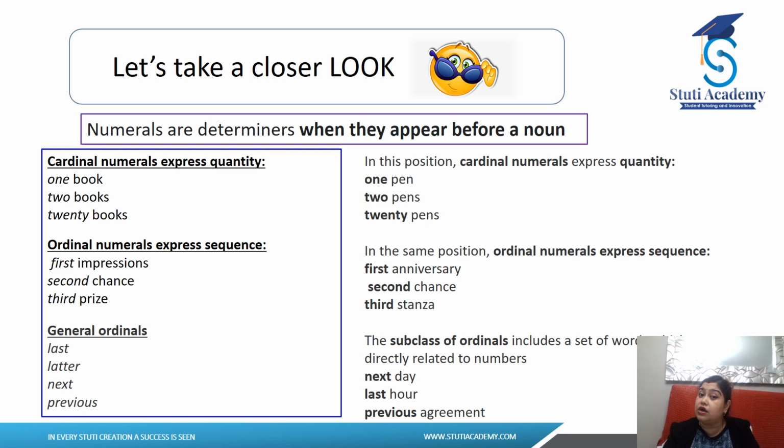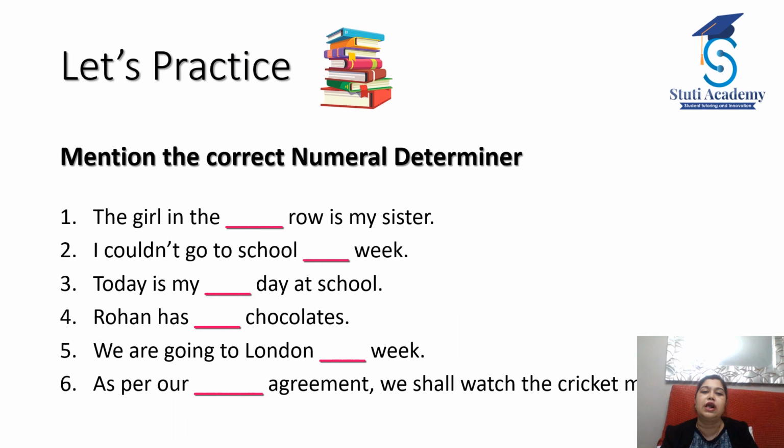Then we have the last hour. Last hour means the hour that was before. Could be the last hour of yesterday, could be the last hour of this day. So last hour. Then we are talking about previous agreement, a past agreement, something that you and I have agreed upon. So it's a previous agreement. Okay. Now let's have a look at the practice questions.